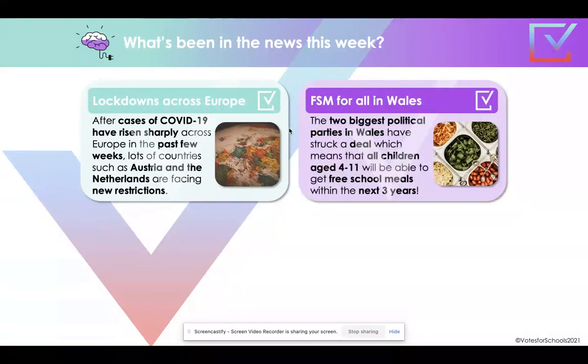Free school meals for all in Wales. The two biggest political parties in Wales have struck a deal, which means that all children aged between 4 and 11 will be able to get free school meals within the next 3 years.